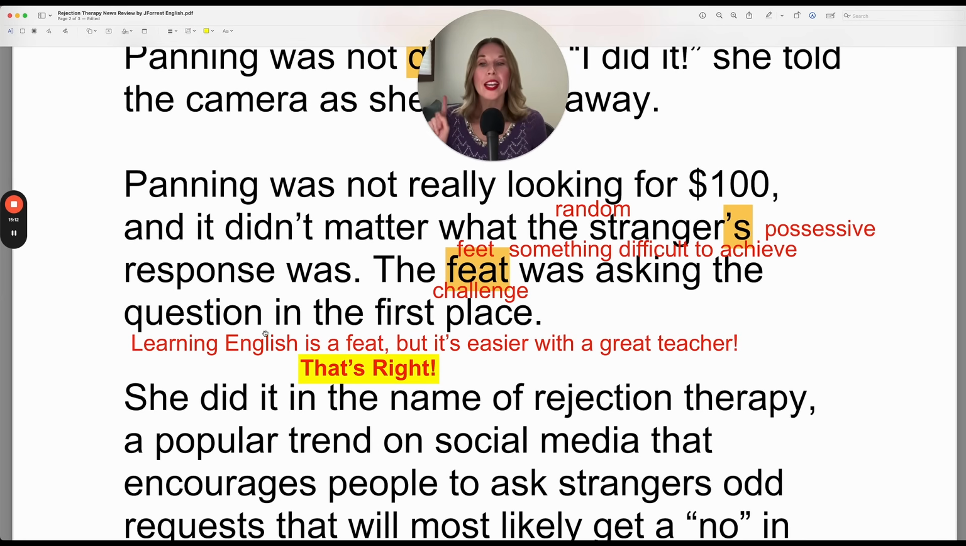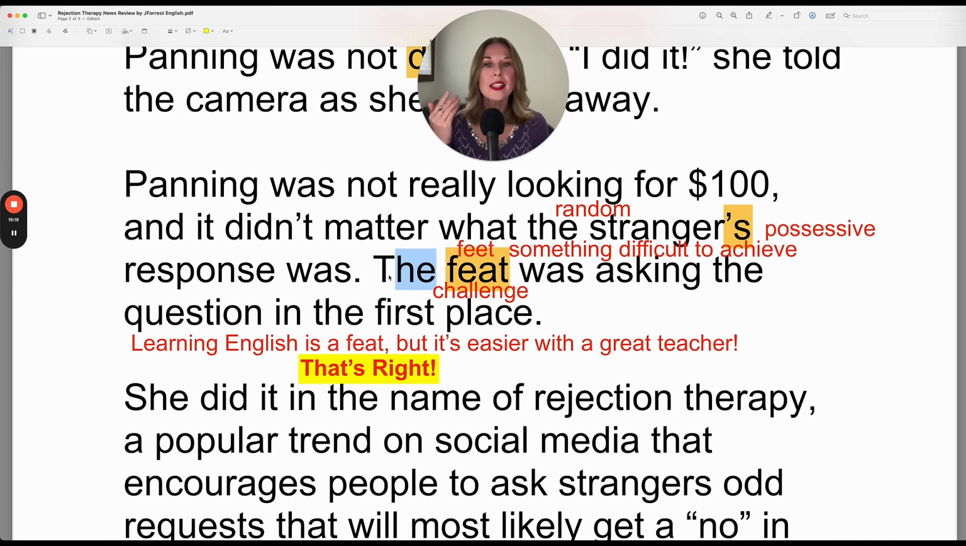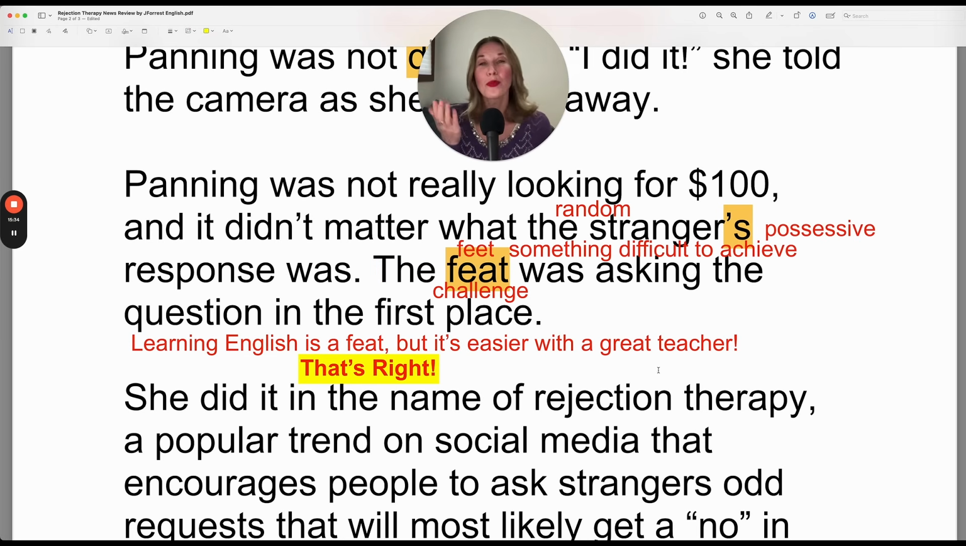You could say learning English is a feat. Remember, it's a noun, so you need this article. In this case, there's only one, the feat, the challenge, but here you're just referring to it as a feat in general. So learning English is a feat, but it's easier with a great teacher. Hopefully you agree with that, and hopefully I'm that great teacher for you. So put that in the comments.